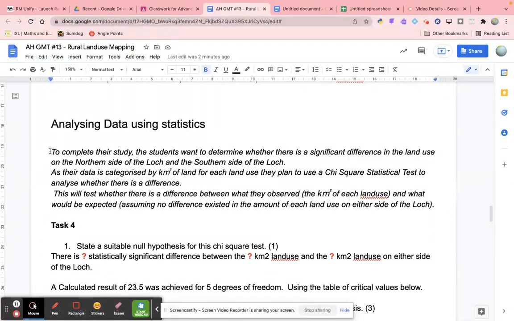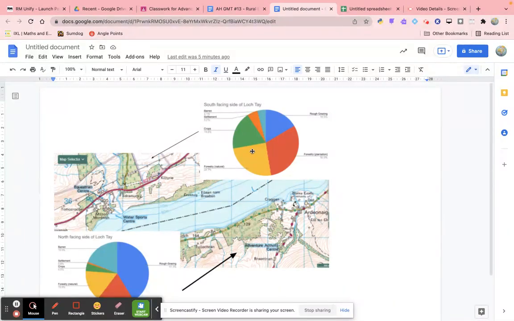And to do that, we have to think about what the study is. So we are completing a study, and in this case, we want to determine if there's actually a difference in the land use on two sides of the loch. Because in our previous piece of data gathering, we discovered there was a real noticeable difference in the pie chart. So, for example, rough grazing was only in a relatively small amount on the south side, but it was the dominant land use on the northern side. In contrast, the south-facing side had quite a bit of forestry and crops, while the crops on the northern side were almost non-existent. So we suspect there's a significant difference, and we're interested in why that might be the case.